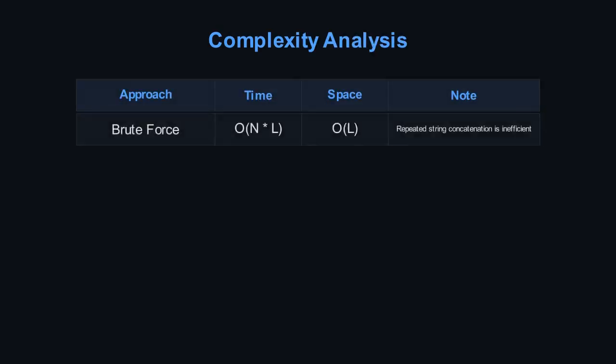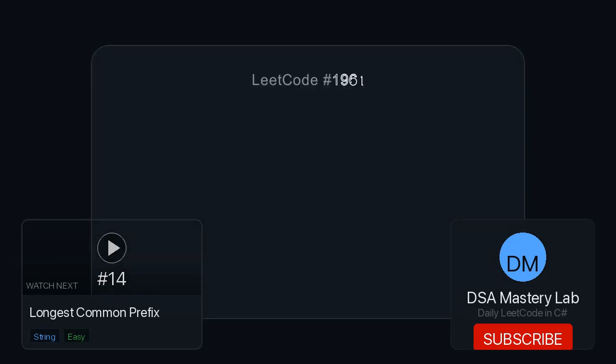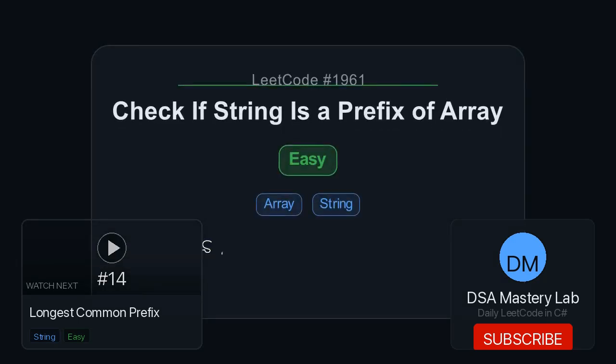The time complexity is O(L), where L is the length of the target string s, because we visit each character in s at most once. The space complexity is big O of 1, constant, as we only use a single index variable. This direct comparison technique is a powerful optimization.